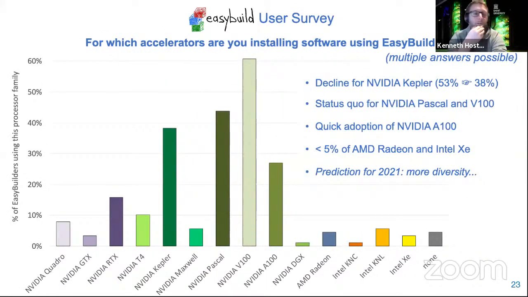Then accelerators, so same question, but for basically GPUs. Of course, NVIDIA is still king here, no surprise. The NVIDIA V100 and the Pascal series are very popular. The Kepler older GPUs are also still quite popular. And there's a quick adoption of the new Ampere, the A100 NVIDIA GPU cards. So they're already at about 25%, so that's quite high.